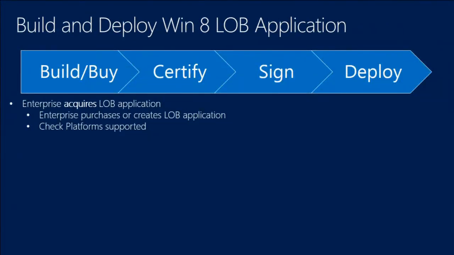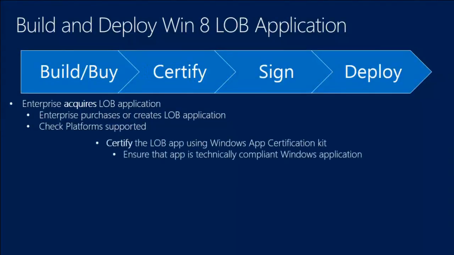So what is the workflow for creating a Windows 8 application, certifying it, and then giving it to the IT admin in order to deploy? These are the steps involved. First of all, the enterprise has to purchase the application from an ISV or build their own. Check the platforms that are supported. This is important because these applications can work on x86 platforms as well as ARM platforms, which is what the RT version of Windows supports. So you need to identify that platform.